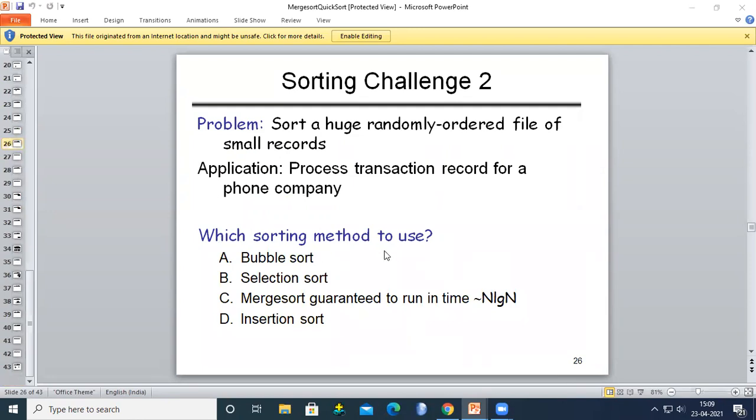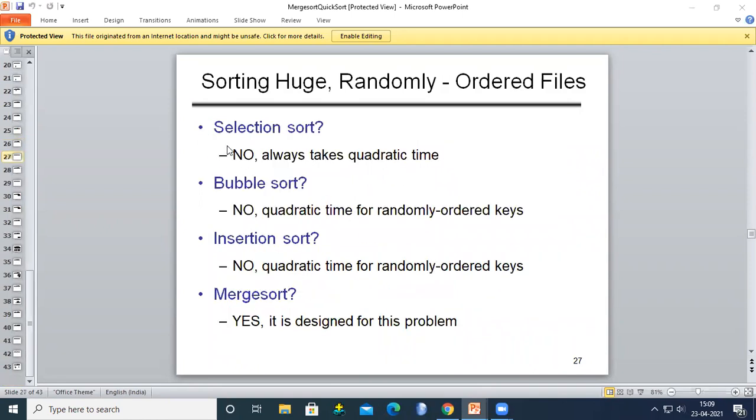Which sorting method to use? We have bubble sort, selection sort, merge sort, insertion sort. For huge randomly ordered files, selection sort, no, we can't use it; it always takes quadratic time. Bubble sort, we can't use it either; quadratic time for randomly ordered keys. Insertion sort is also quadratic time for randomly ordered keys. Merge sort, yes, we can use it; it is designed for huge randomly ordered files.